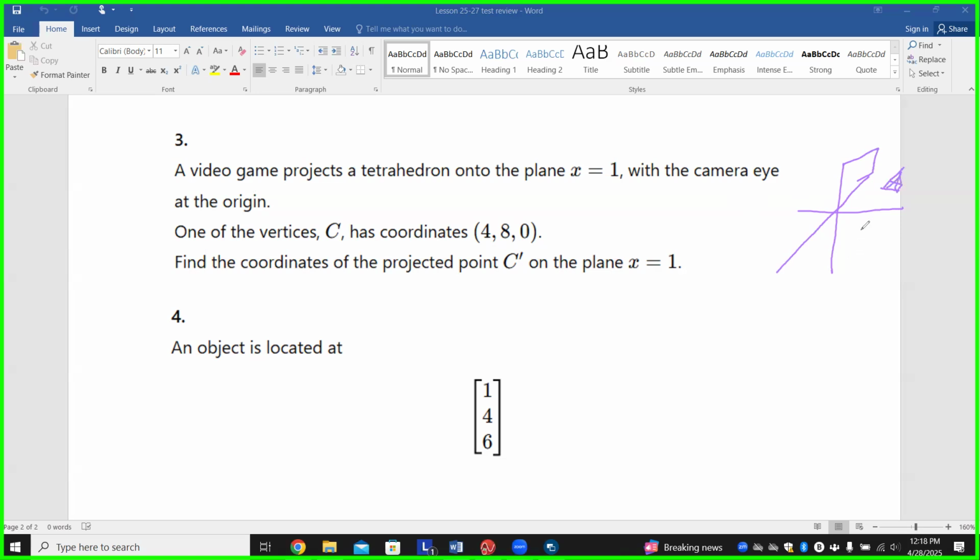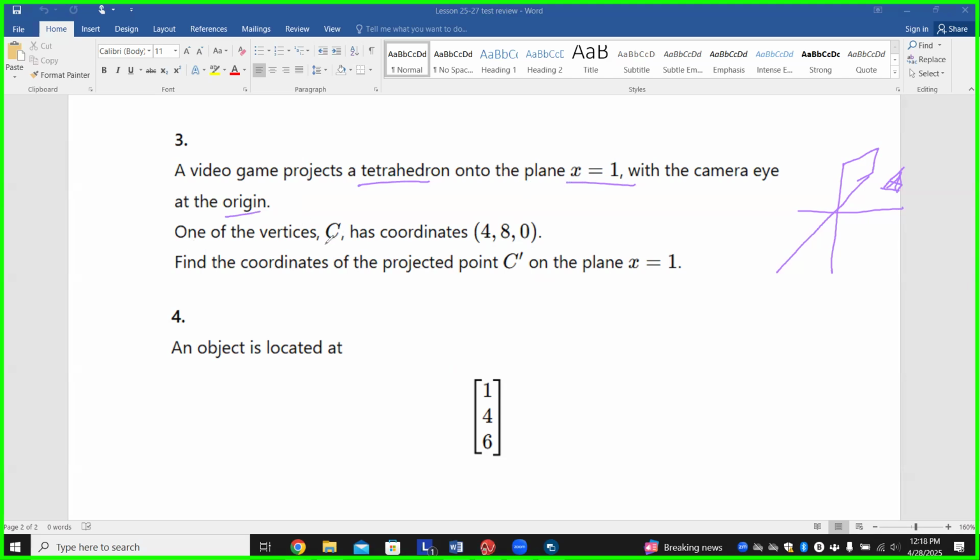It looks like a pyramid, some type of prism, and then you're just projecting it onto this screen. So don't get too bogged down by what picture is showing to you. The math is still straightforward, right? Again, it's just a video game that's projecting this tetrahedron onto a plane x equals 1, with the camera eye at the origin, basically just stating that your eye is the center of the universe.